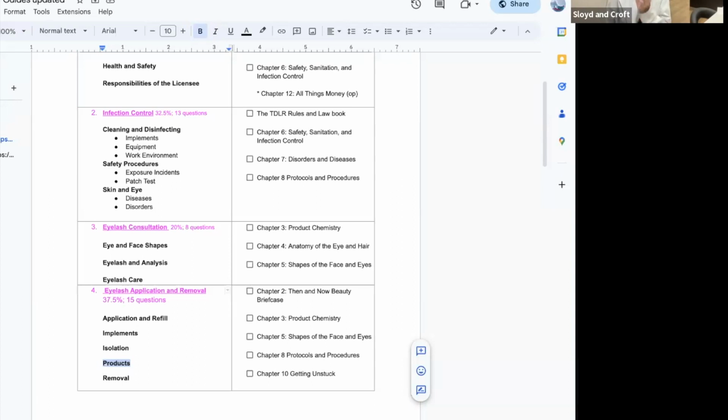You don't really need to study specifically the Boss Lady adhesives, but just have a general understanding of all eyelash adhesives, bonders, shampoos, things like that. How to properly take care of any of your products, proper storage, disposal, those types of questions.